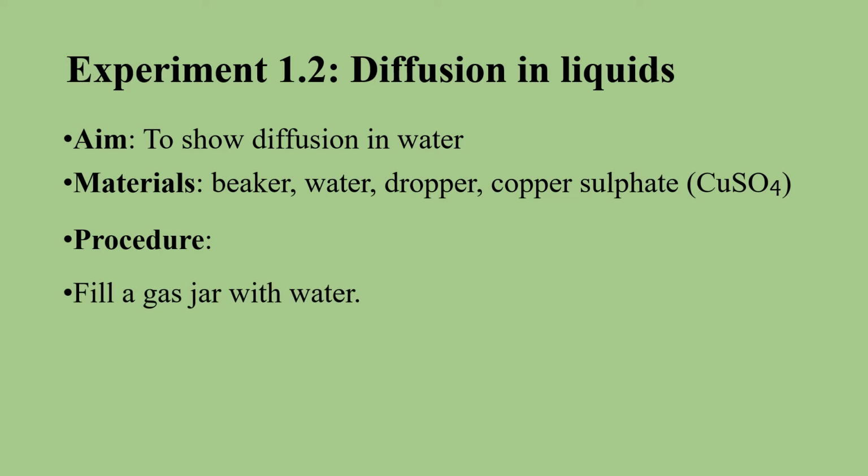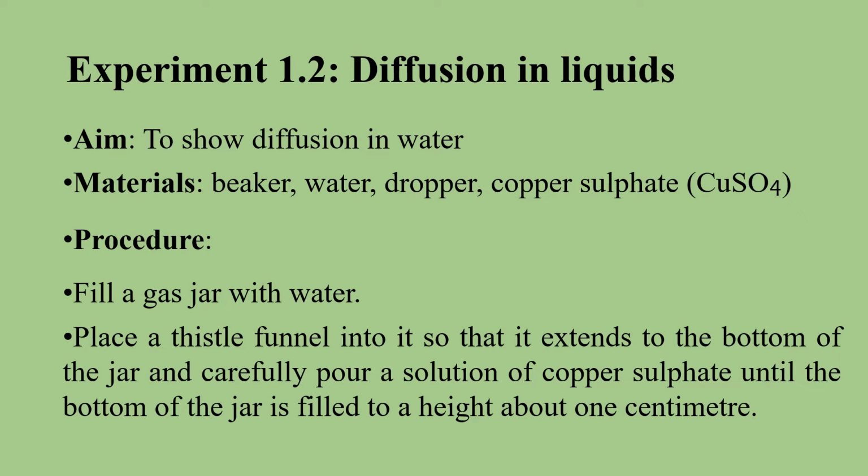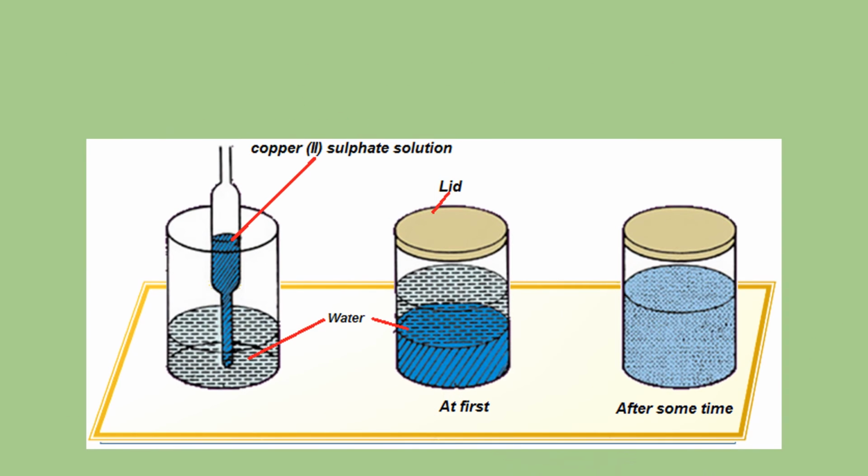Procedure: fill a gas jar with water. Place a thistle funnel into it so that it extends to the bottom of the jar, and carefully pour a solution of copper sulfate until the bottom of the jar is filled to a height of about 1 cm. Let the jar stand undisturbed for a few days.